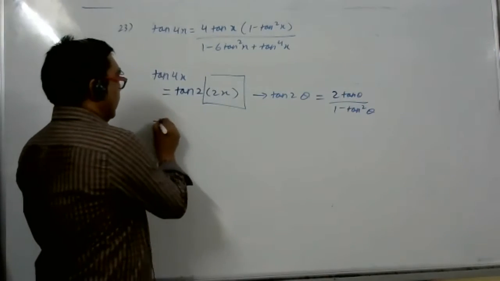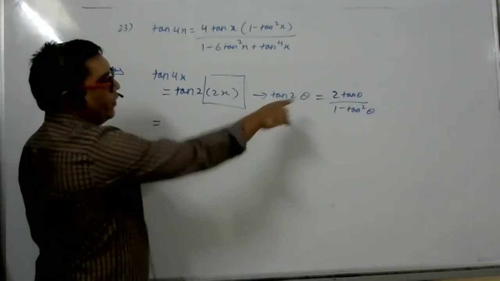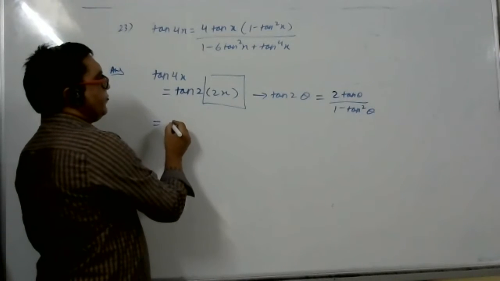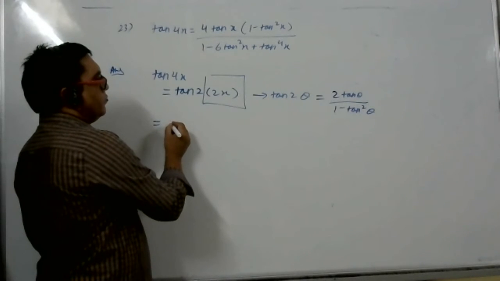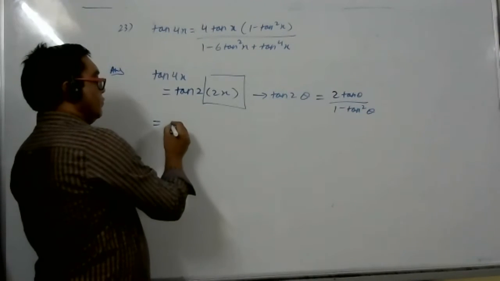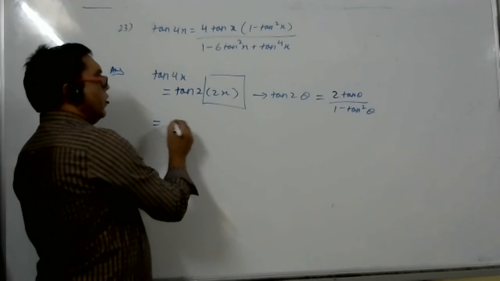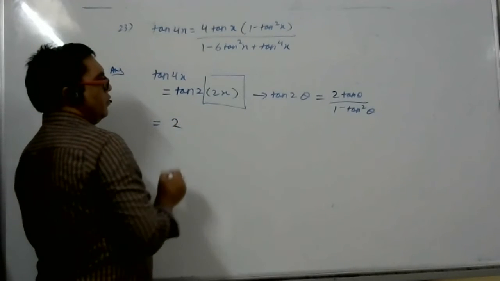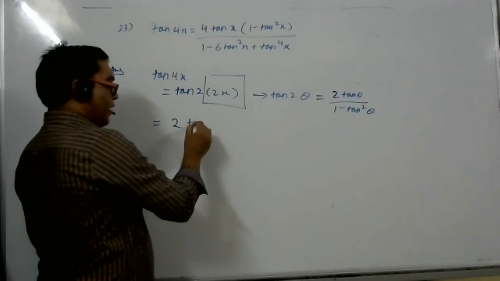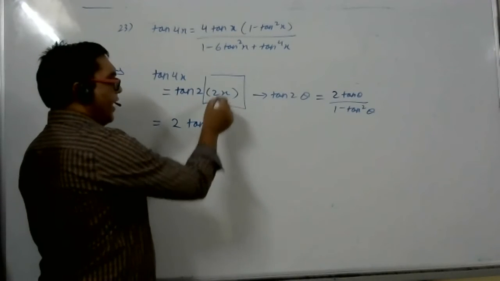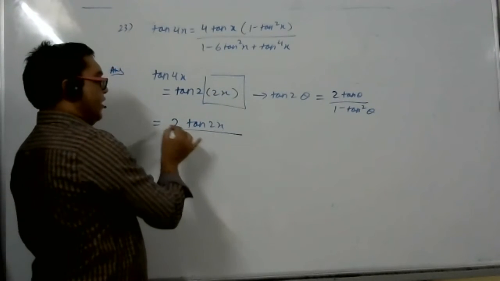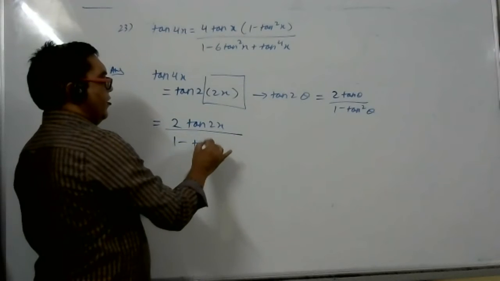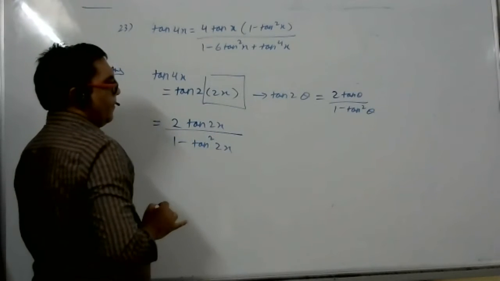So what does it become, tell me? Tan 2 theta. Apply this formula. What should I write? You only tell. So let 2x be a and then... No, directly you tell. 2 tan 2x, tan 2x. We will not write a. We can do it that way, but who will do all that? 1 minus tan square 2x. Is there a doubt? No, sir.